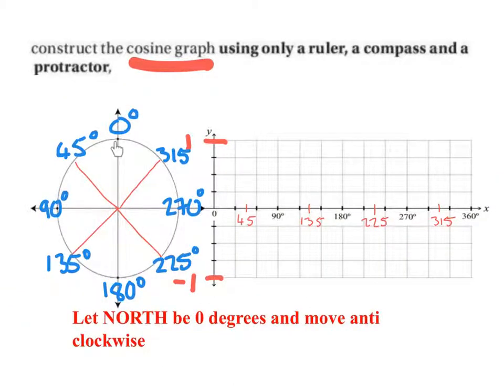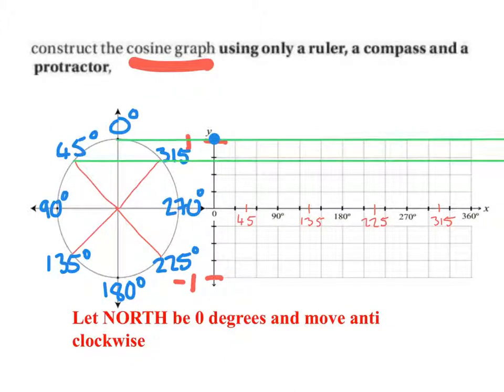So we're going to start at 0 degrees on our unit circle, and we're going to draw a line straight across that's parallel to the x-axis. So we match up the line that we just drew in there in green with 0 on the x-axis and plot a point. Then we move anti-clockwise to 45 degrees on our unit circle and draw a line from that point straight across. And we go along that 45 degree line until we match up with 45 degrees on the x-axis and we plot a point.